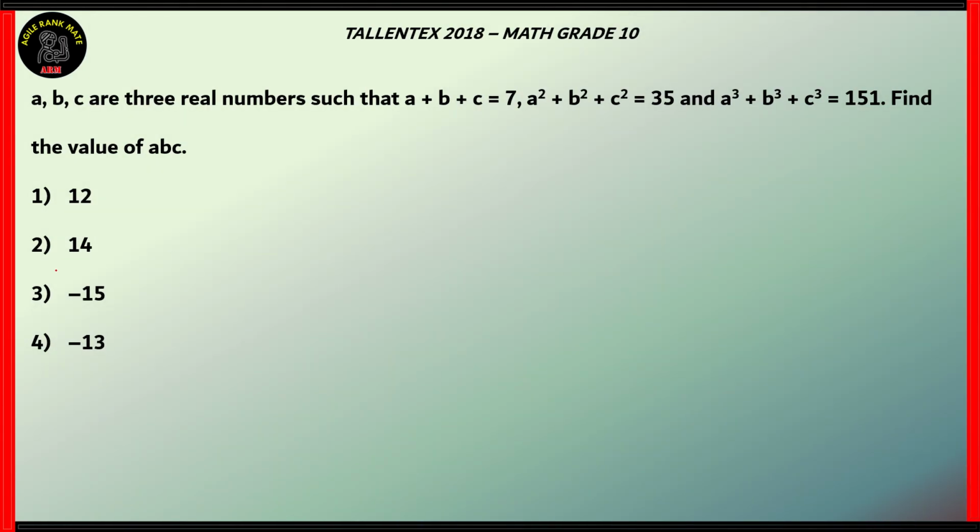So minus 15 is option 3. So therefore, option 3 turns out to be the right option. The other values are incorrect. 1 and 2 are positive, while 4 has the incorrect numerical value. So that's how you solve this math question. We use algebraic identities. We use the values given, and then we found out our solution, which is the value of the product of these three real numbers.